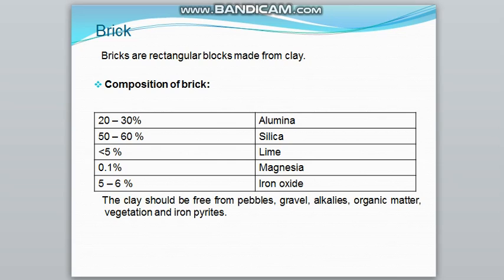Another thing is an indent called a frog. The frog, 1 to 2 centimeters deep, is provided for 9 centimeter high bricks. The size of the frog should be 10 × 4 × 1 centimeter. The main purpose of providing a frog is to form a key for holding the mortar, and therefore the bricks are laid with the frogs on top.